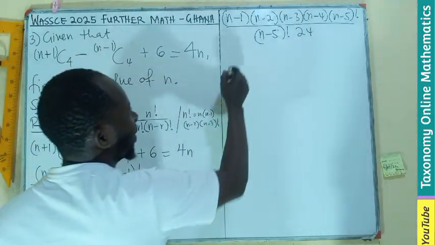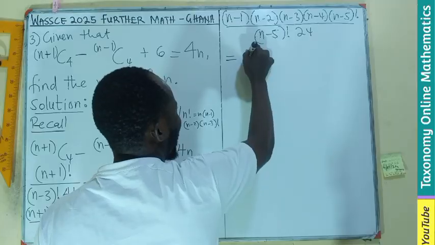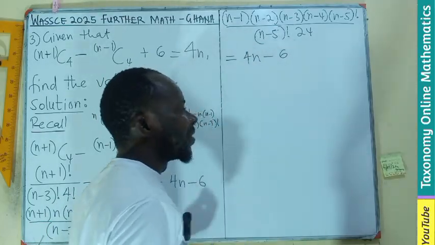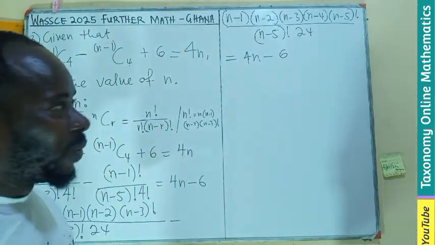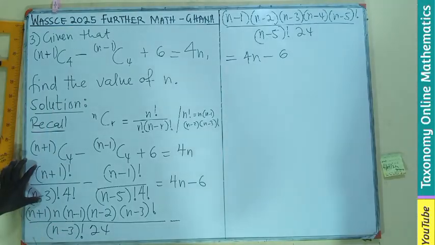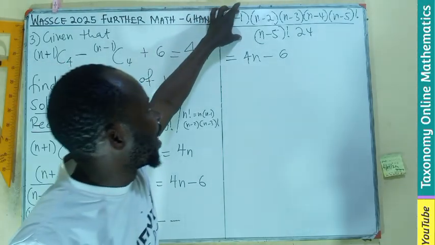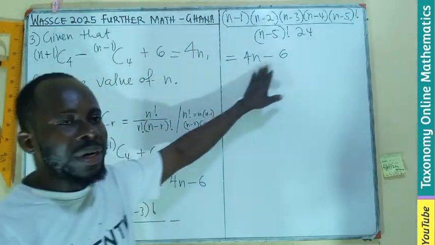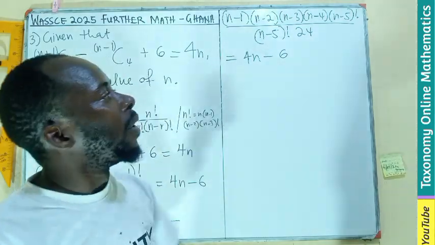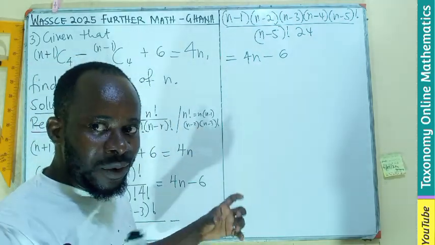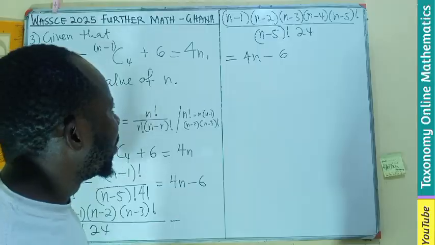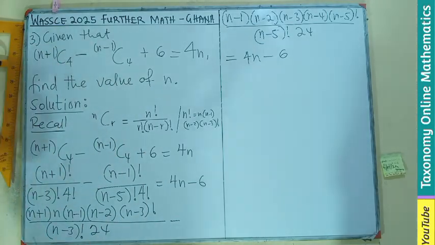24. Don't forget, this is equal to 4n minus 6. The board is not that big, so I'm sure this is the first term minus the second term equals the third term, the third and fourth term. All right. I'm sure when you are writing, you can identify that. What do we do? The reason why we expand is to cancel.